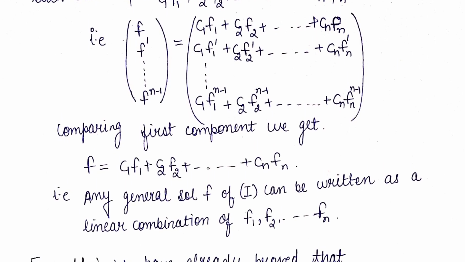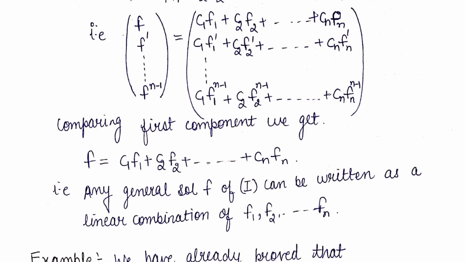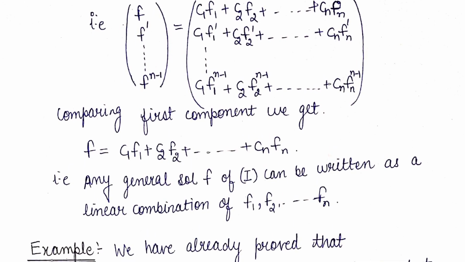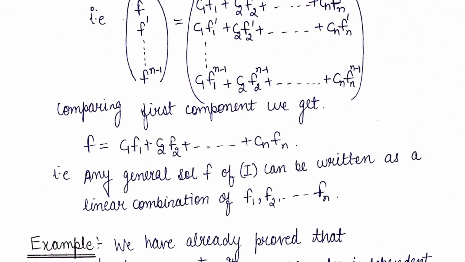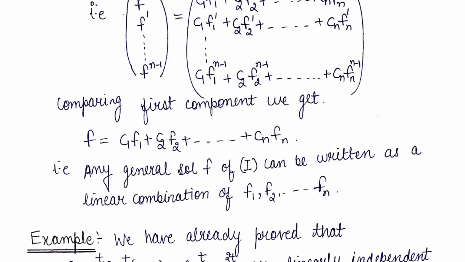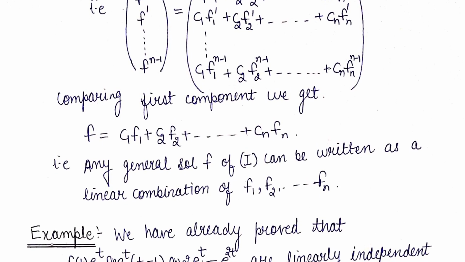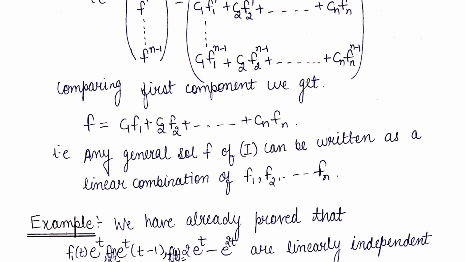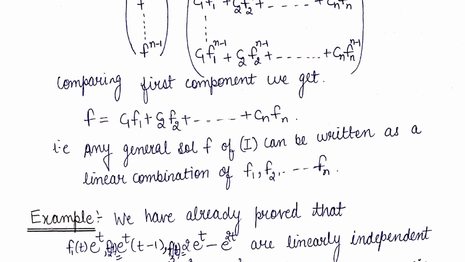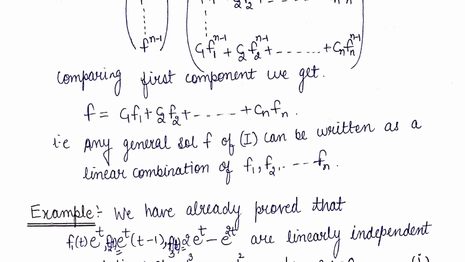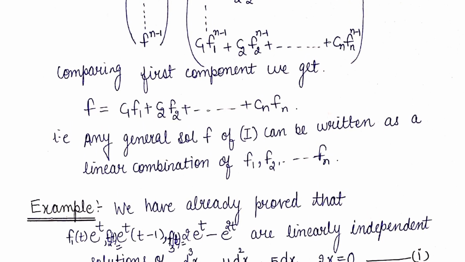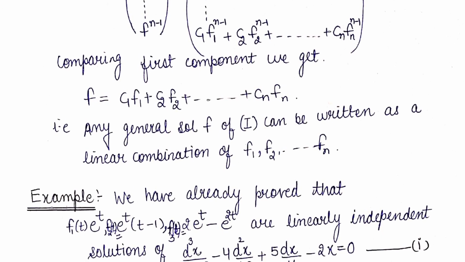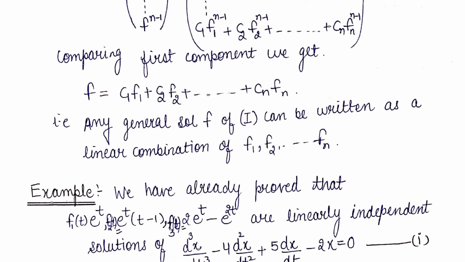And similarly, अगर हम राइट हैंड साइड जो कॉम्बिनेशन लिखा है हमने C1 phi1 plus C2 phi2 plus Cn phi n उसको कंपोनेंट वाइज लिखें तो फर्स्ट कंपोनेंट क्या बनता है उसका? C1 f1 plus C2 f2 up to Cn fn. Similarly, सेकेंड कंपोनेंट बनेगा C1 f1 dash plus C2 f2 dash up to Cn fn dash, and जो लास्ट कंपोनेंट बनेगा वो बनेगा C1 f1 n minus first derivative plus C2 f2 n minus first derivative plus Cn fn n minus first derivative.